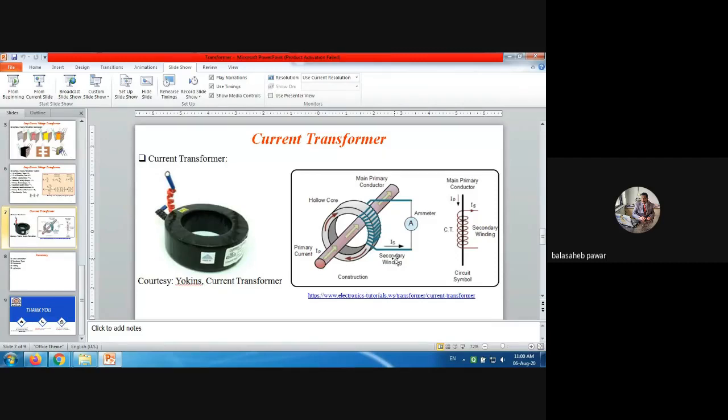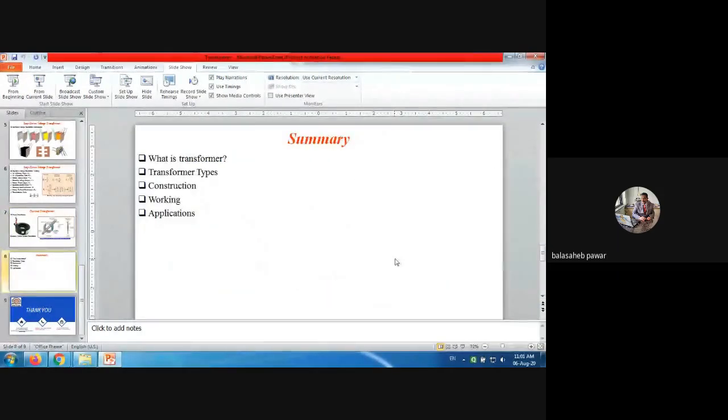What is CT and PT and their applications? We can call them sensors also, to sense the supply voltage or any AC voltage, as well as to sense the AC currents consumed by the load. So I think you might have understood about the transformer. So here we will wind up, and in summary, again, what is the transformer, transformer types, construction, working, and applications.